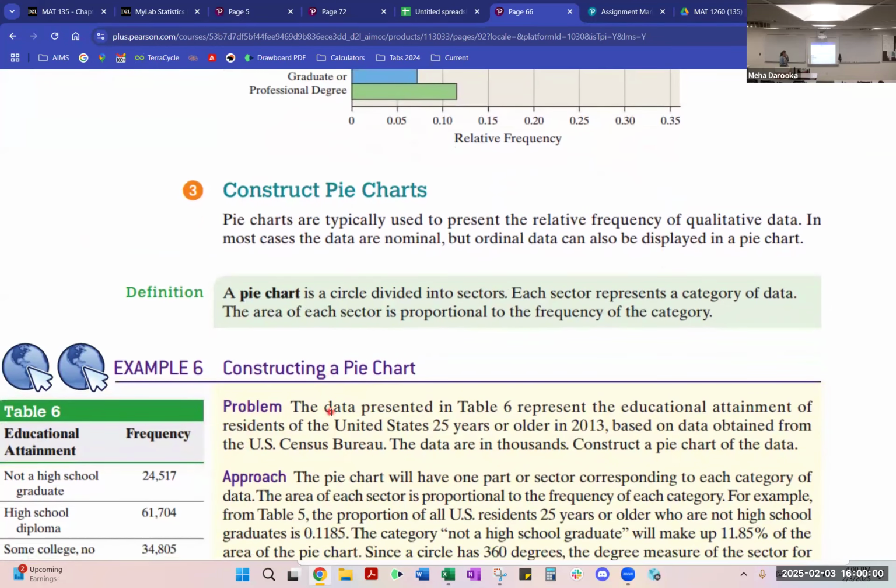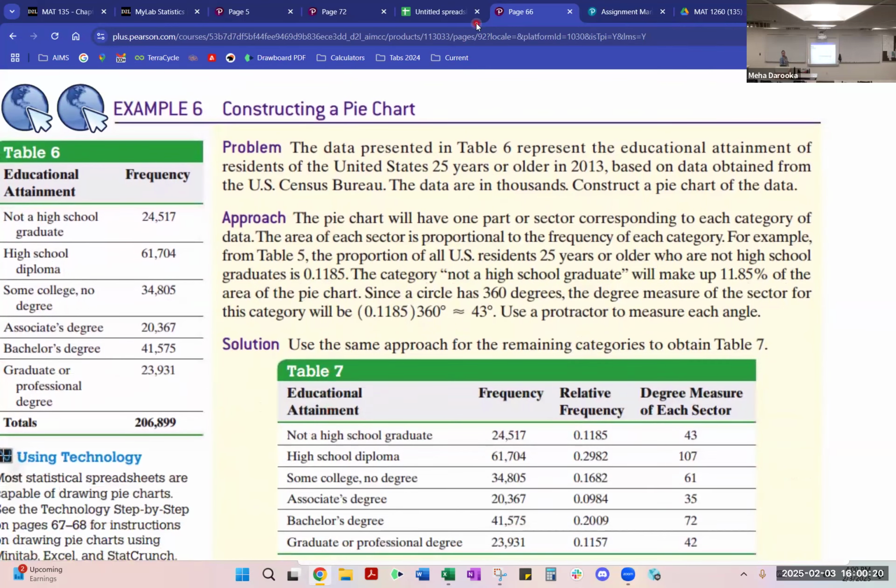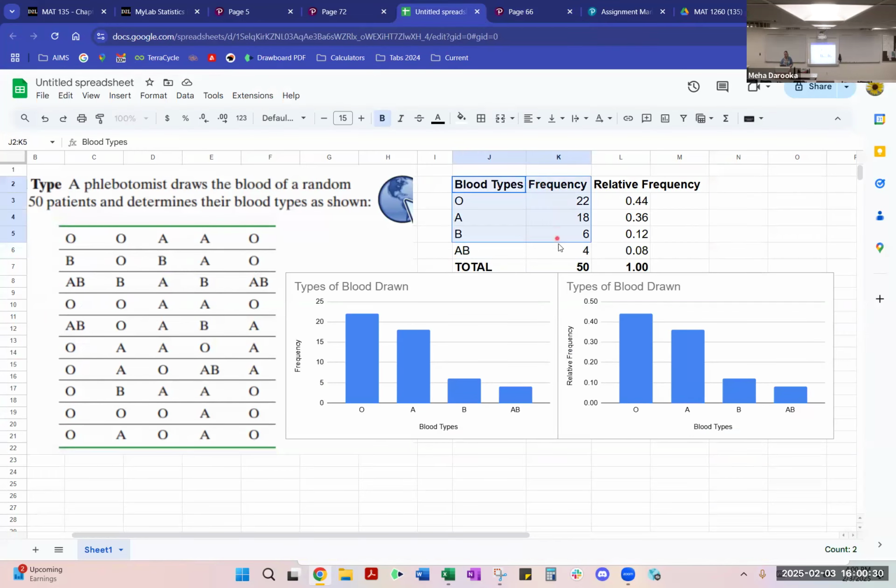And then pie chart, think of a pizza, right? A pie chart is where the circle is divided into sectors, and each sector represents a category of your data, and each sector's area is proportional to your frequency or relative frequency. As you saw in our example in Google Sheets, it was by default trying to give us a pie chart. Again, we can just use the frequency with the blood types as our two columns, and then we can say, all right, insert a chart.